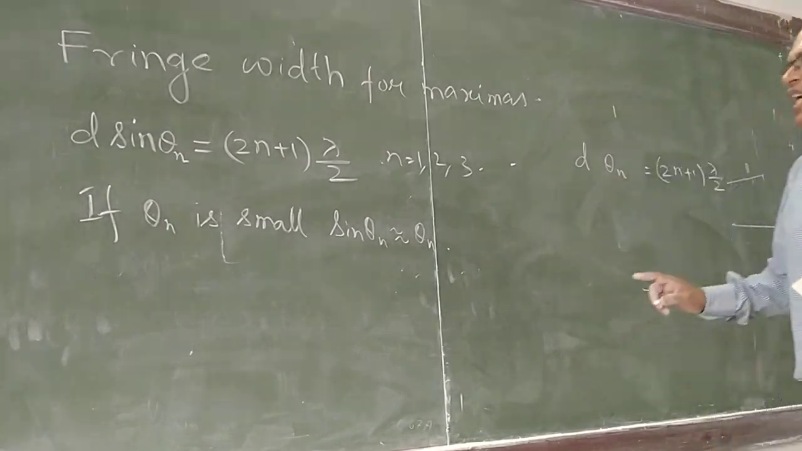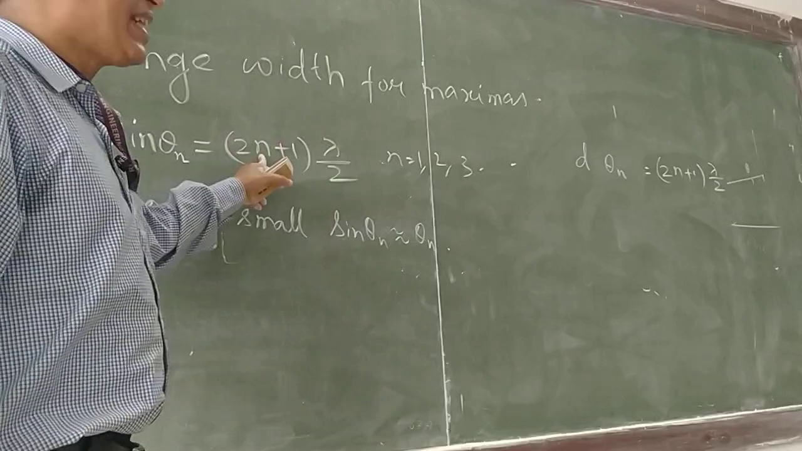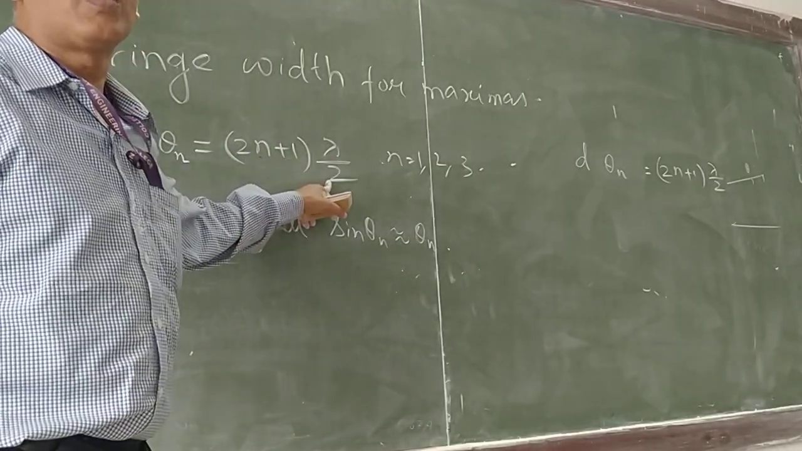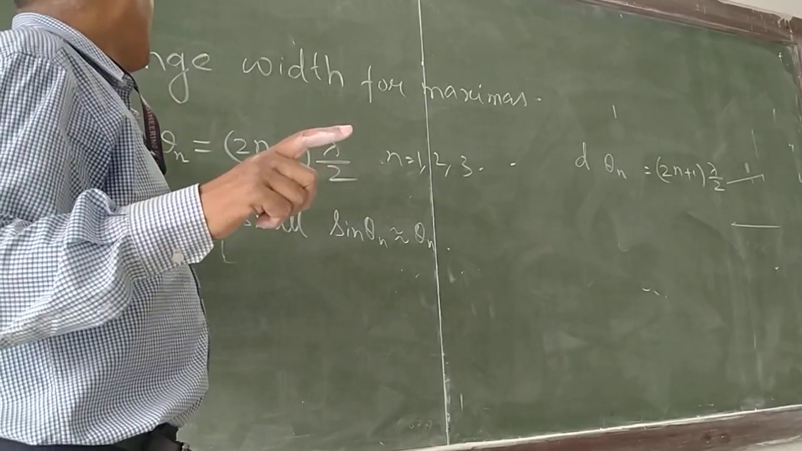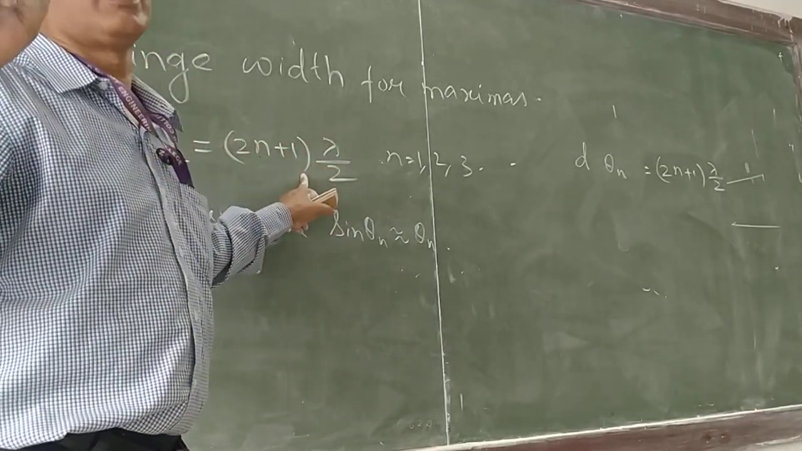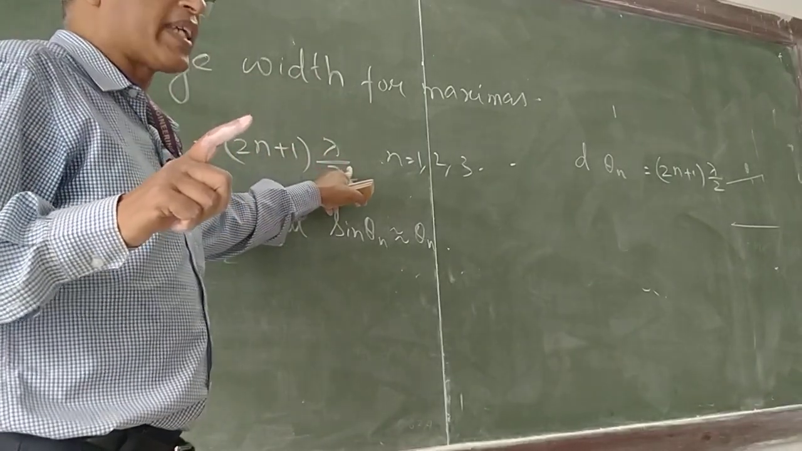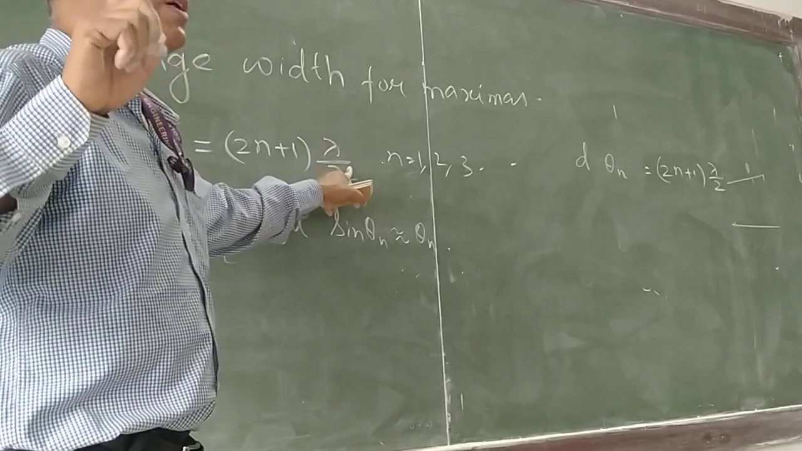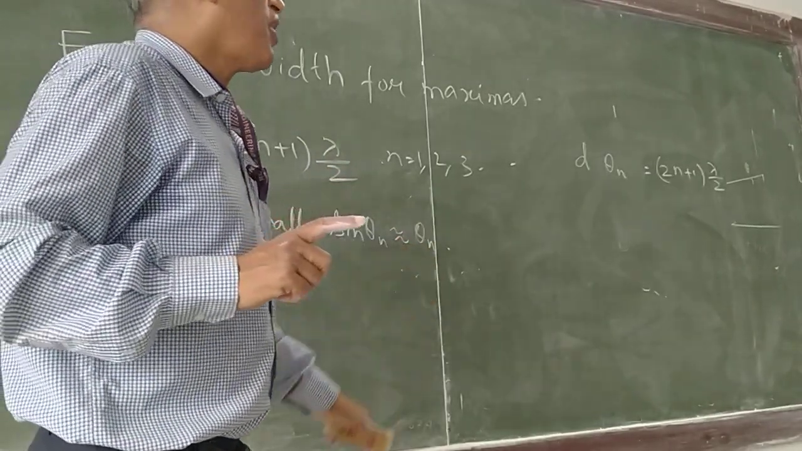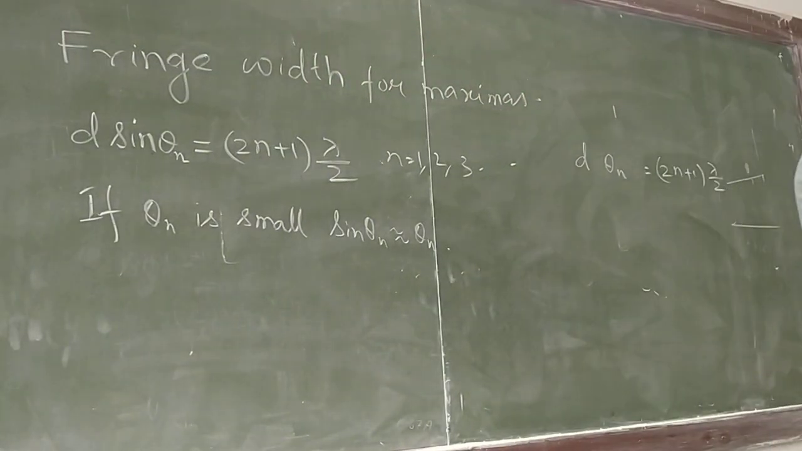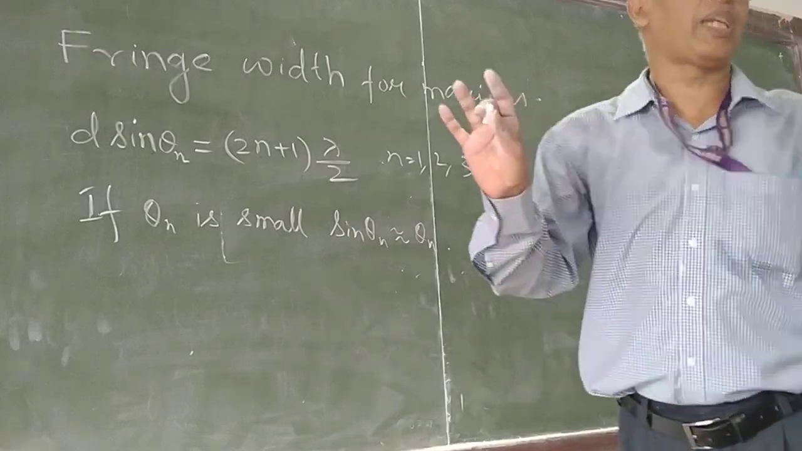Sin theta value we can calculate. Sin theta value for n is equal to 1 will be 3 lambda by 2. Lambda value is how much? 10 to the power minus 6 order. And you see this value is very small. Understand? With this dimension, the wavelength lambda is very small. So you will get a very small value of sin theta. So sin theta is equal to theta n. So for the first order maxima, the theta value will be very small. You can get this approximation. Otherwise you will not get any formula.